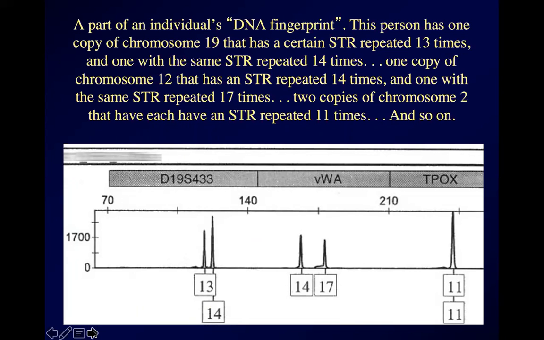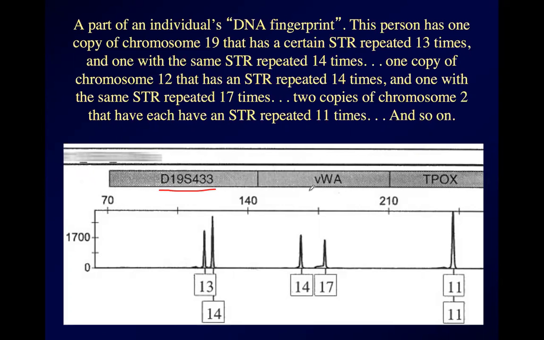This is a person who's got, for example, 2 copies of chromosome 19, one of which he got from mom and one of which he got from dad. One of his copies of chromosome 19 has an STR called D19S433. One of his chromosomes has 13 repeats at that location, and the other one of his chromosomes has 14 repeats.